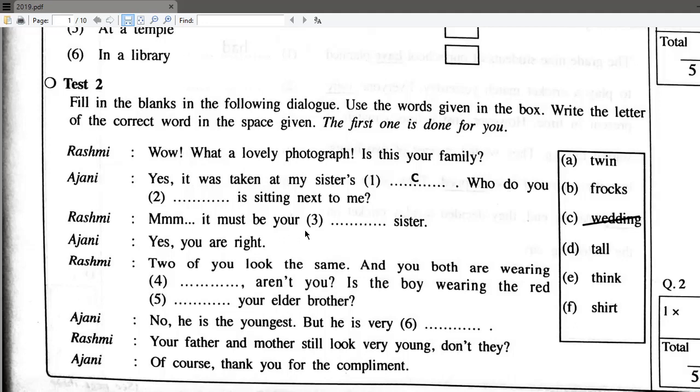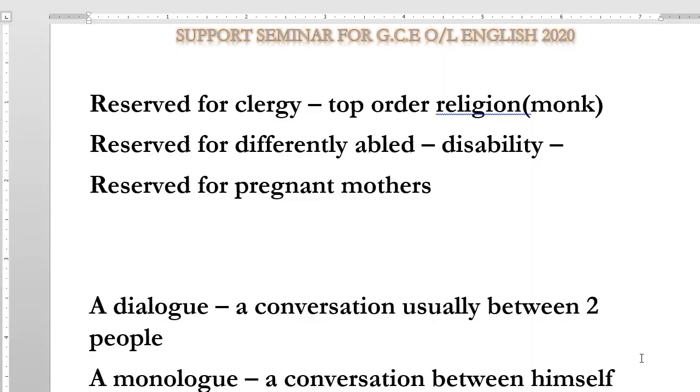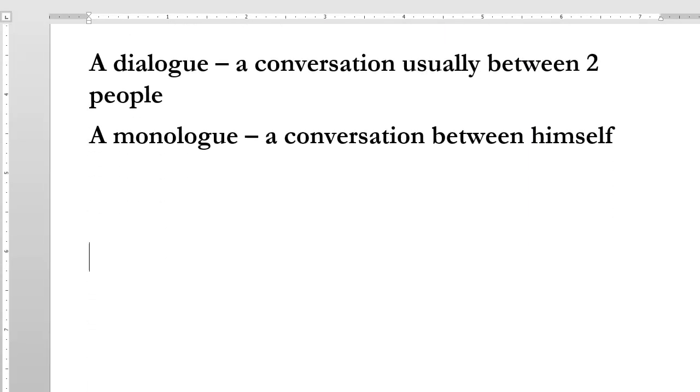Okay, let's go through. It must be your, what is this, number 3? It must be your twin sister. Twin, T-W-I-N, twin sister. So, what do you mean when you say twin? I'll write the word separately here so that we can go through what twin is. Twin means something with the same property. For example, you might have seen two people who look the same or look alike.